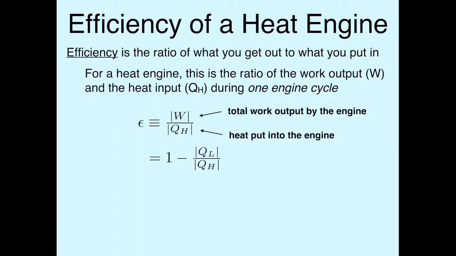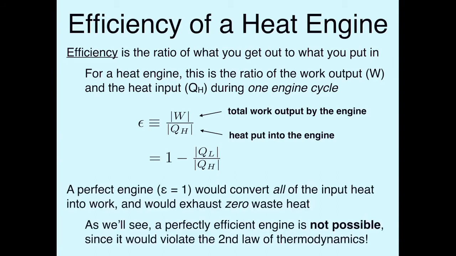And while we're talking about efficiency, let's think about what a perfectly efficient engine would look like. Perfect efficiency would be epsilon equal to 1. What that would mean is W and QH are the same thing. The ratio is equal to 1. So every little bit of heat that you put into the engine is converted to work, and none of it is waste heat. There's no QL, in other words. But as we're going to see, that's just not possible. You can't have a perfectly efficient engine because it would violate the second law of thermodynamics.